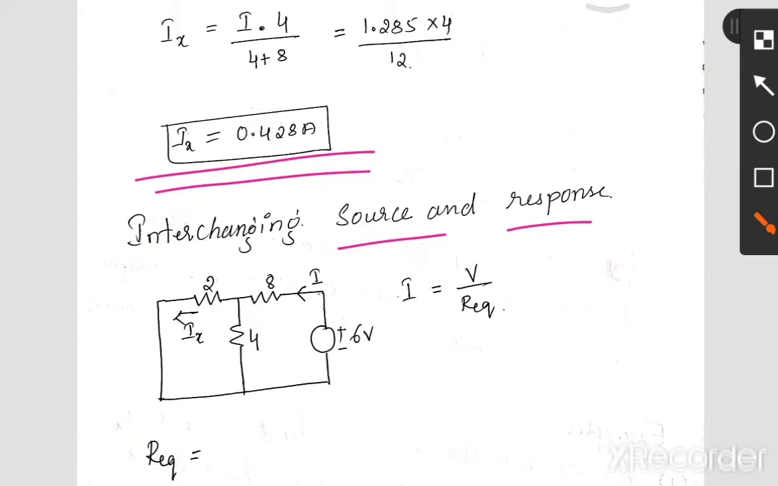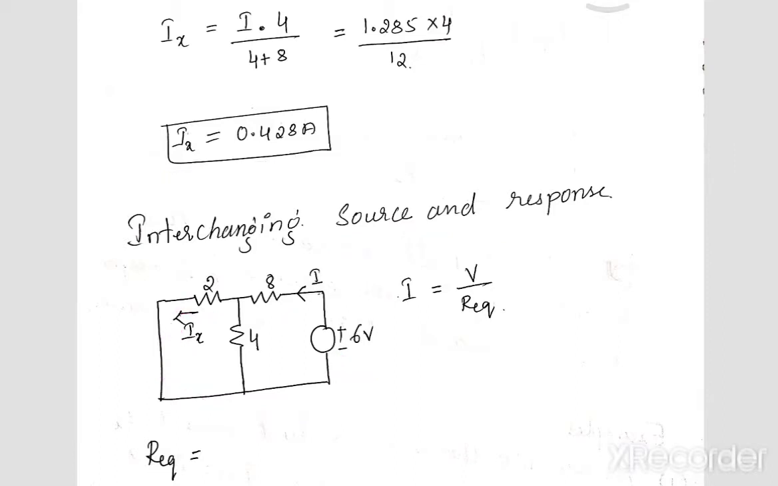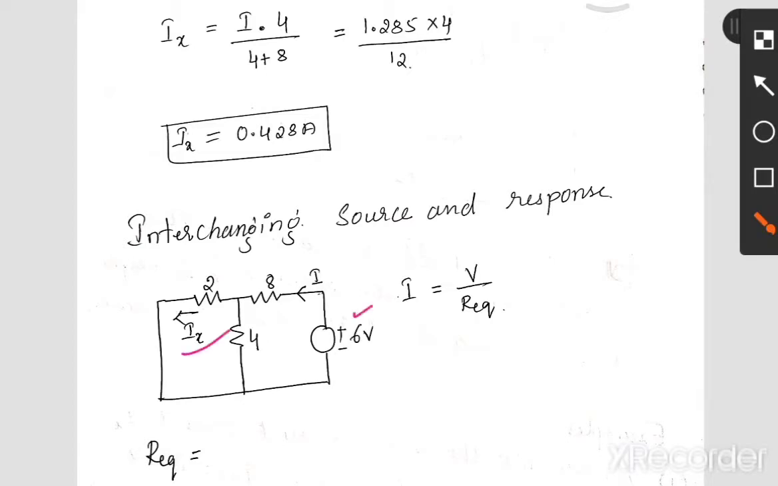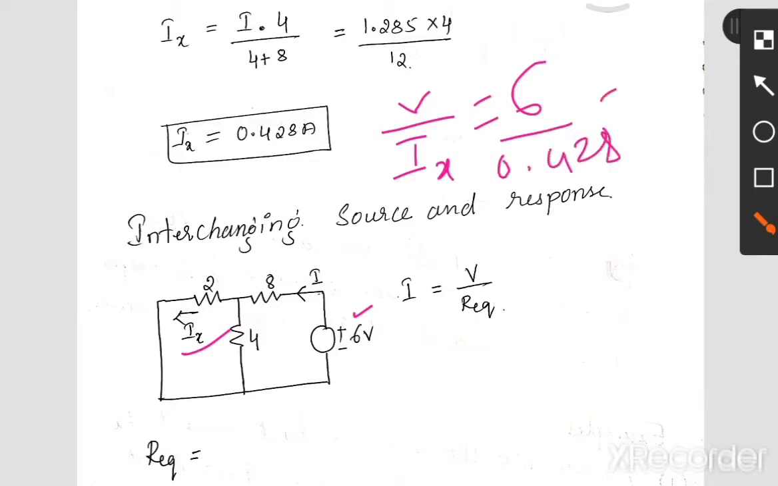Okay, let's interchange the source and responses. When we change the source and responses, the voltage source was here and now it is here, the response was here and now it is here. So you can change the name or keep it as it is. So this is Ix and this is V. Here we can take V by Ix in the first case, which is V divided by Ix. V was 6 volts divided by Ix, which was 0.428. This is the ratio of it.